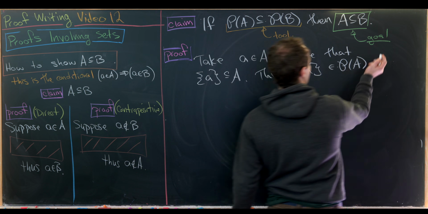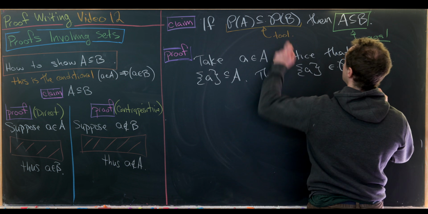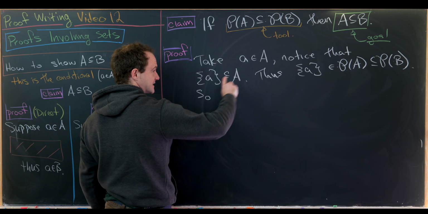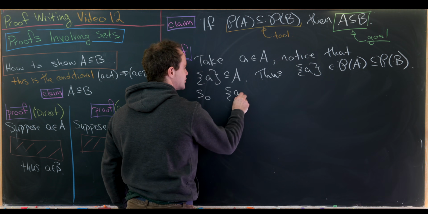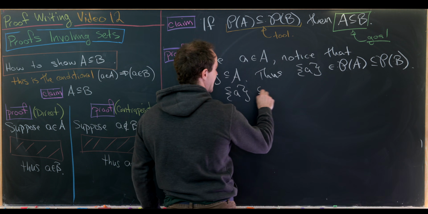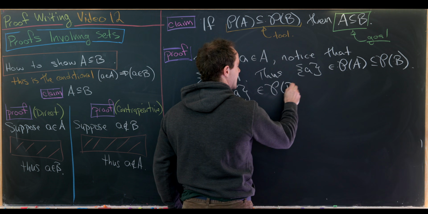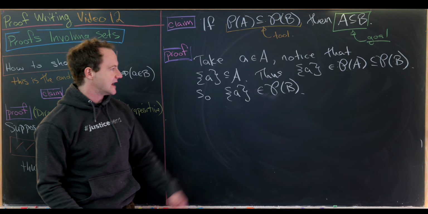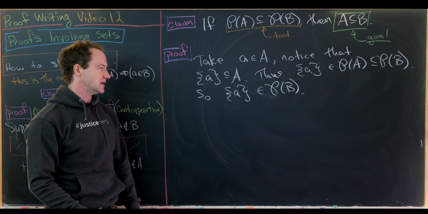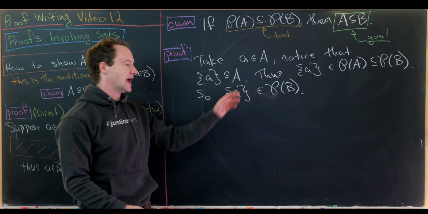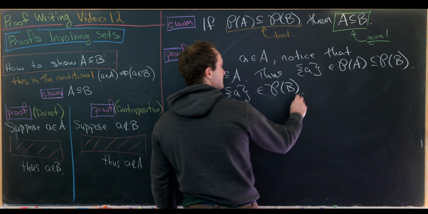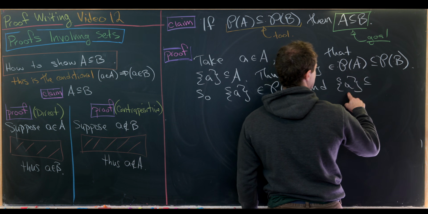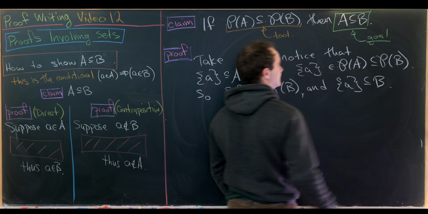But let's recall the power set of A, as a given, is a subset of the power set of B. So let's strip out the middle over there and say that the singleton {a} is an element of the power set of B. But if the singleton {a} is an element of the power set of B, that means that this singleton {a} is a subset of B. And we'll add that on, the singleton {a} is a subset of B.